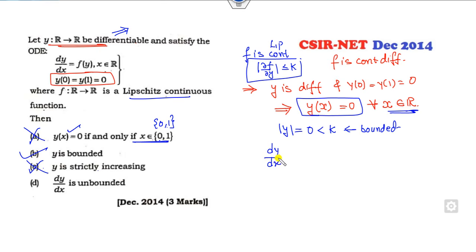Cancel out. dy by dx. So what is dy over dx? It is f, or 0. Fine. So if f is 0, then this is 0, so clearly this is a bounded function. So this option is also cancelled. Moreover, dy over dx is f, and f is Lipschitz continuous, so this is bounded. So anyhow dy over dx is 0, and 0 is a bounded function. So the right option is B.